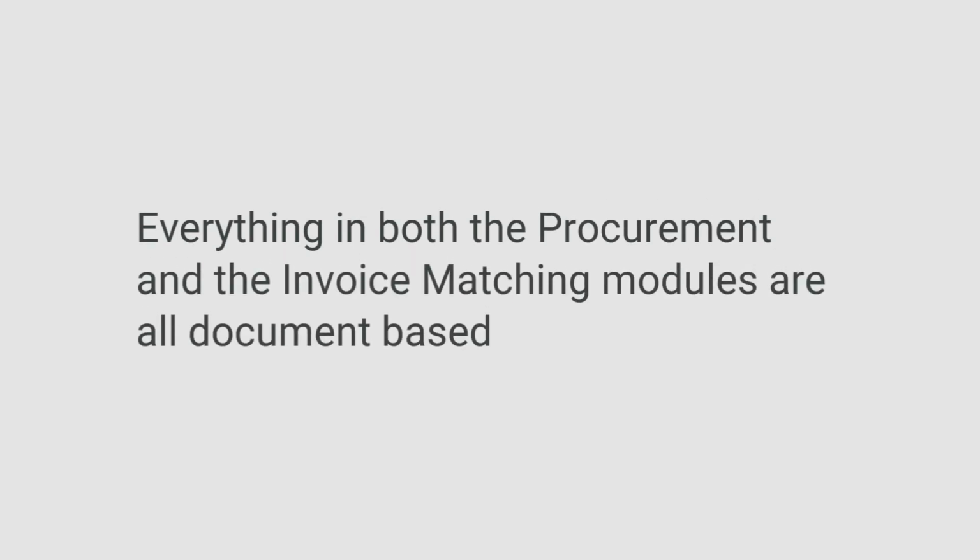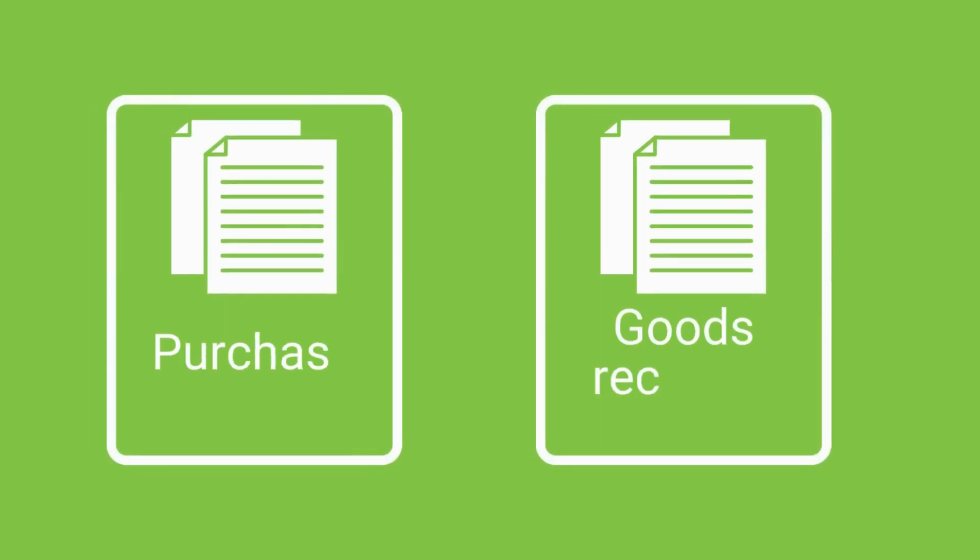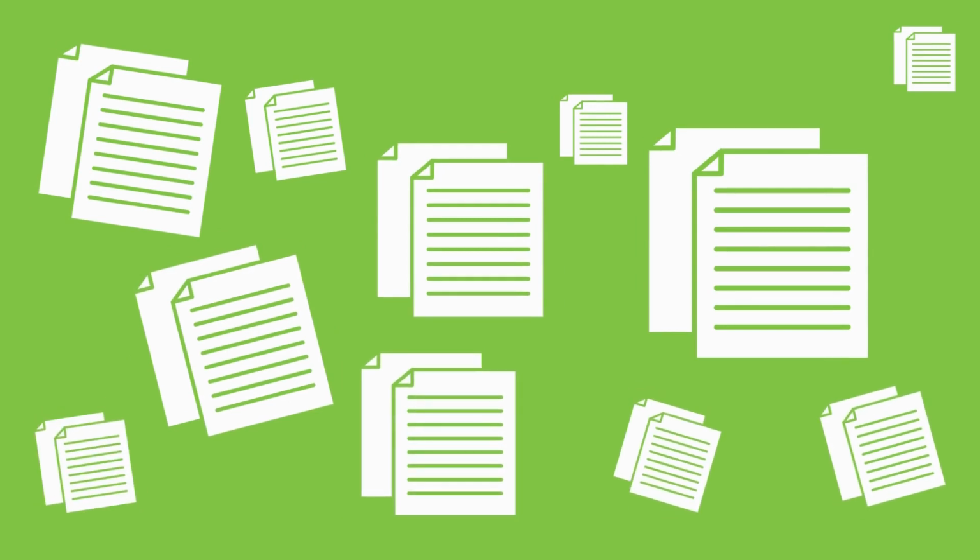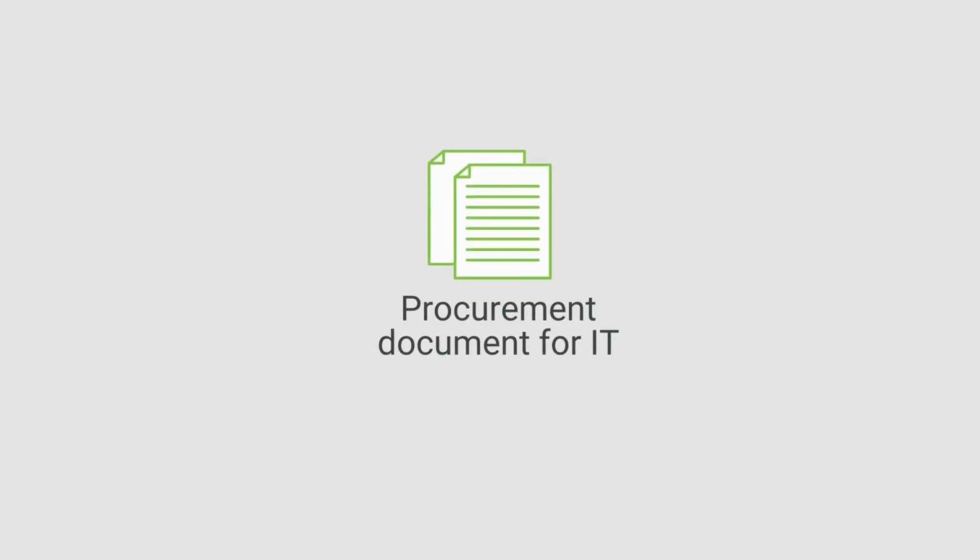Now, as with Unit 4 Financials, everything in both the procurement and the invoice matching modules are all document-based. So, like Financials, you have documents. You have a document for a purchase order, you have documents for a goods received note, etc., etc. And you can have as many documents as you want. You could have a procurement document for IT, for capital that is. You could have another document for non-capital related items.